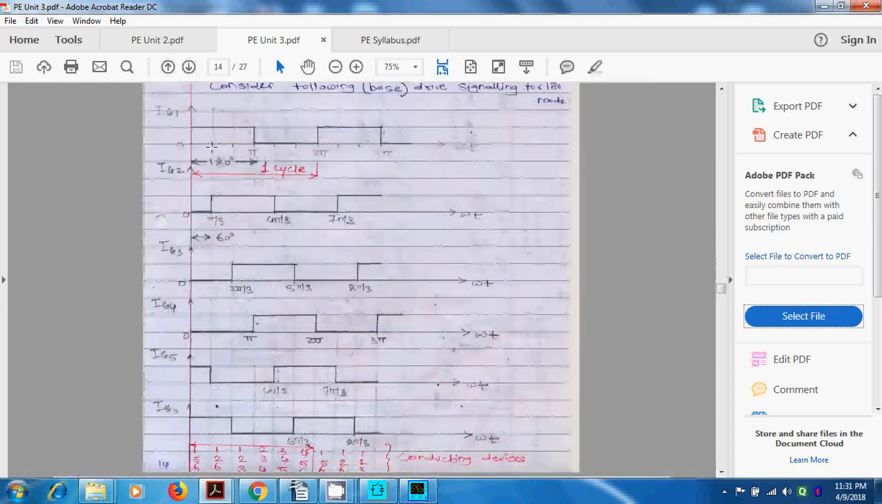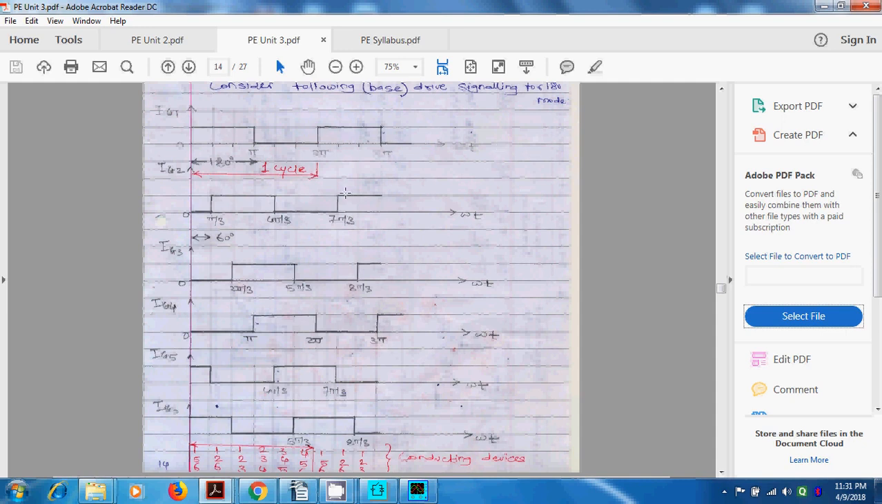So this is the gate pulse for, say, MOSFET 1. It will start at 0 degrees and it will conduct up to 180. Then it will be off and again start at 360 and go up to the next.